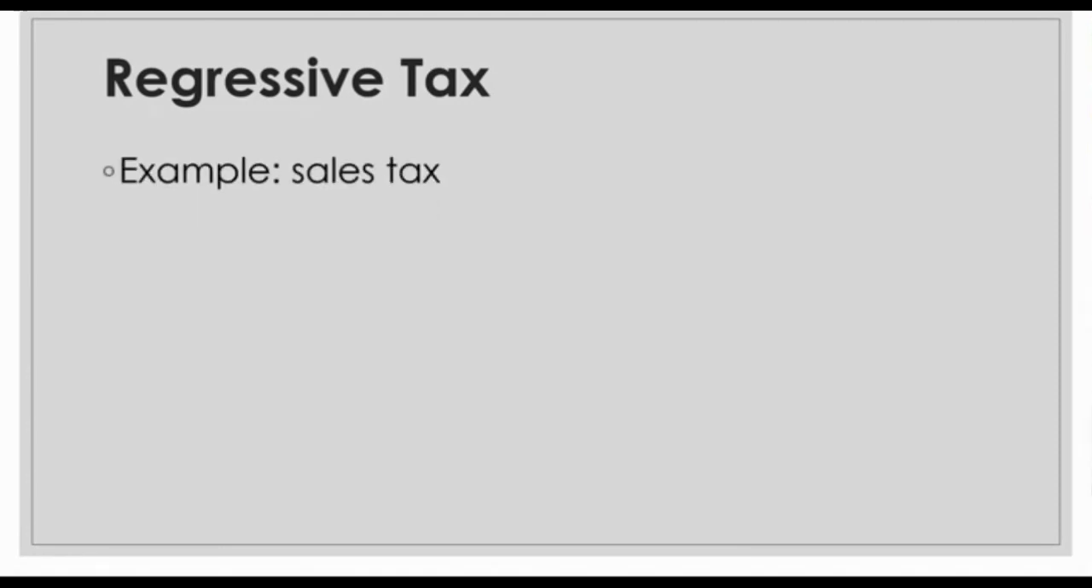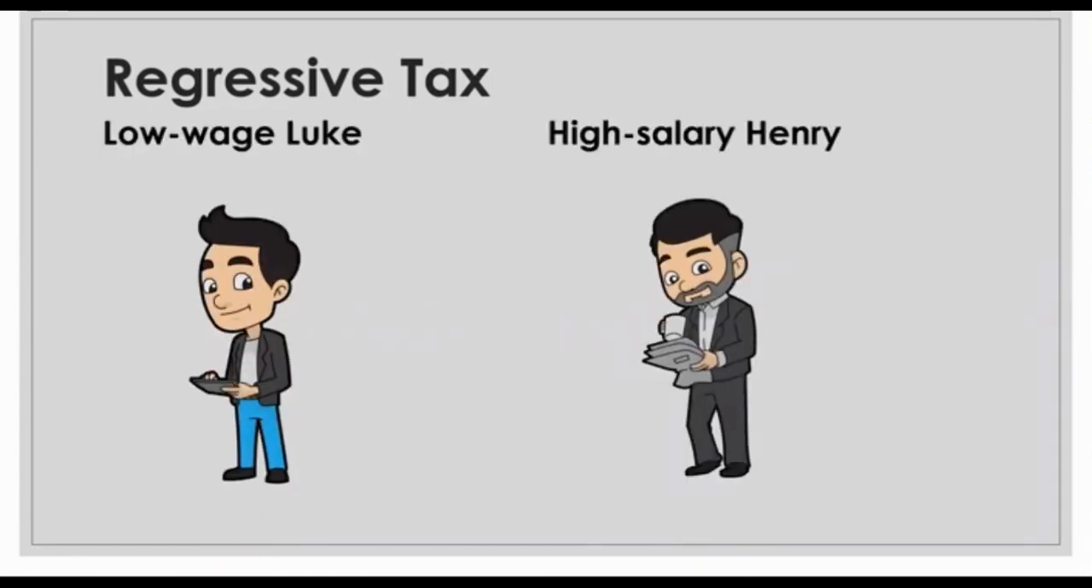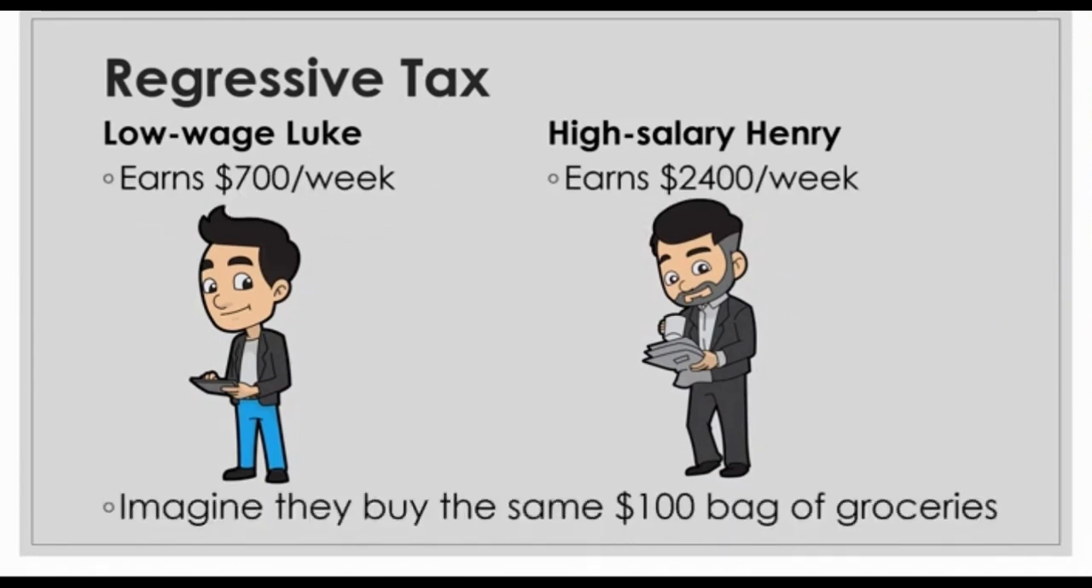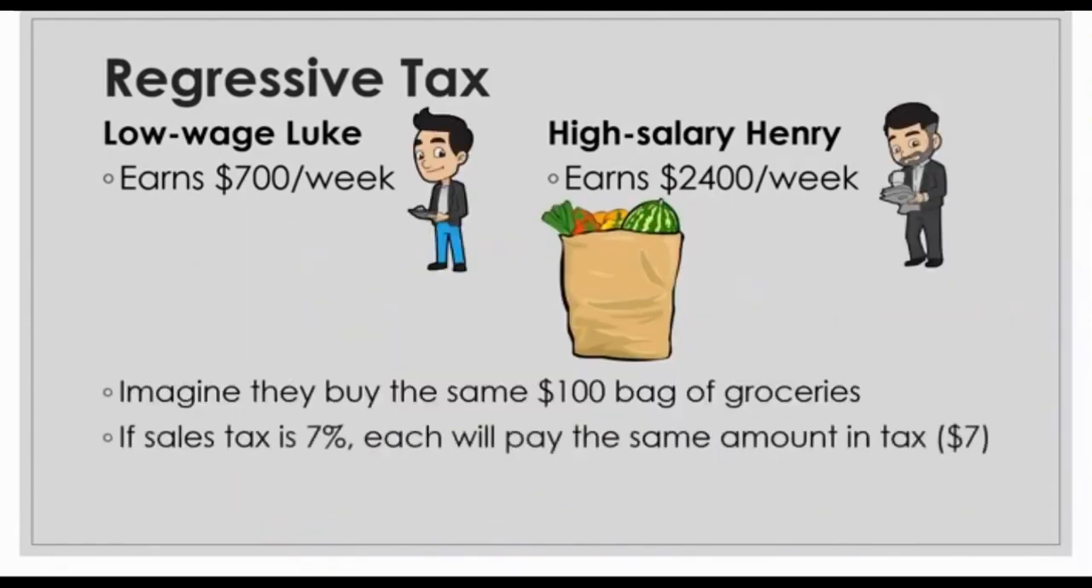Let's take a look at an example to see how this actually works. We'll have low-wage Luke and high-salary Henry. Low-wage Luke earns $700 a week, whereas Henry earns $2,400 a week. Now imagine they go to the grocery store and buy the exact same bag of groceries. They spend $100 on groceries. Let's say the sales tax is 7%. Each is going to pay the same amount in sales tax, in this case $7. 7% of a $100 bag of groceries, $7.